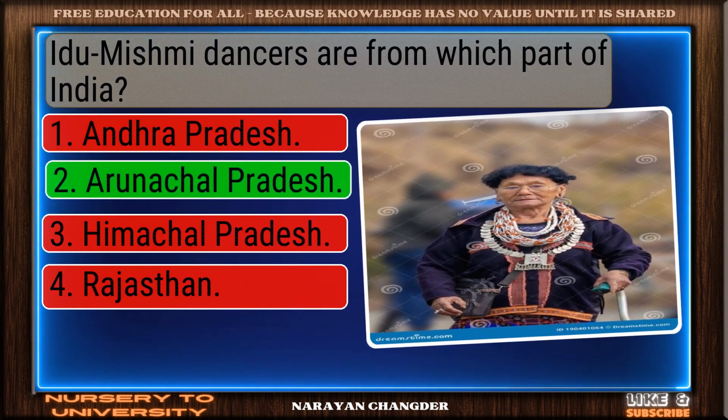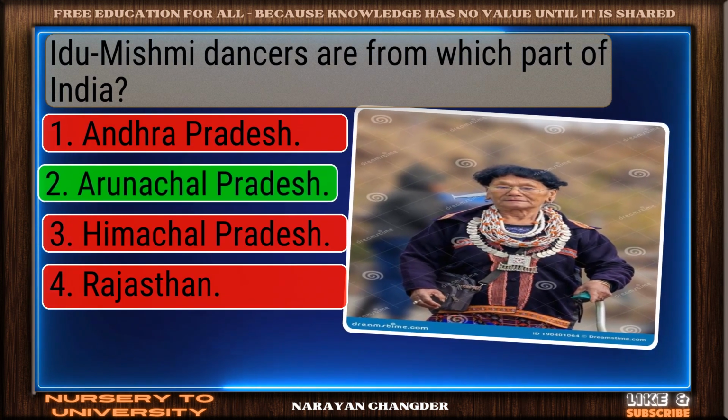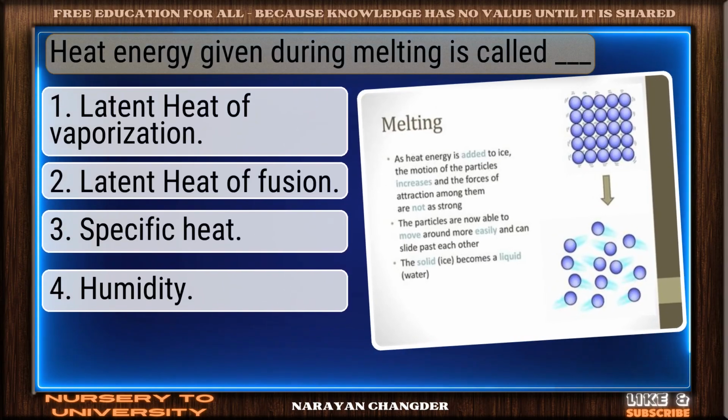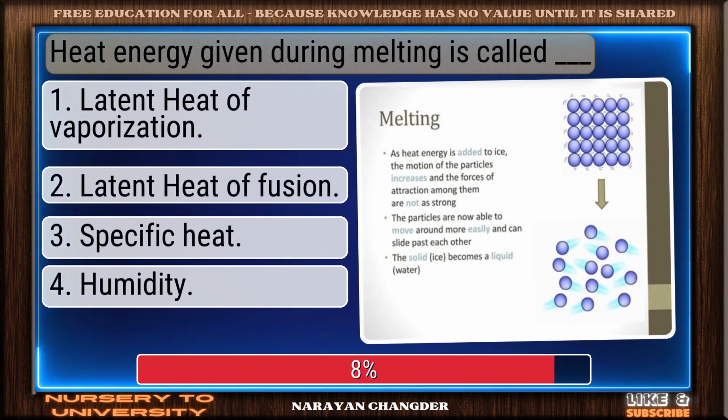Sharp thinking. Arunachal Pradesh is the right choice. Question number 65. Heat energy given during melting is called dash.